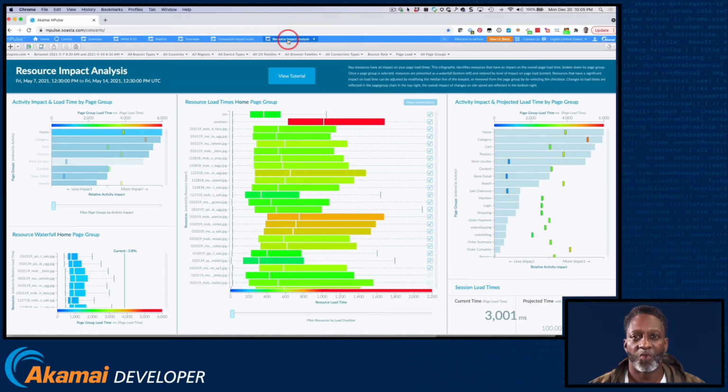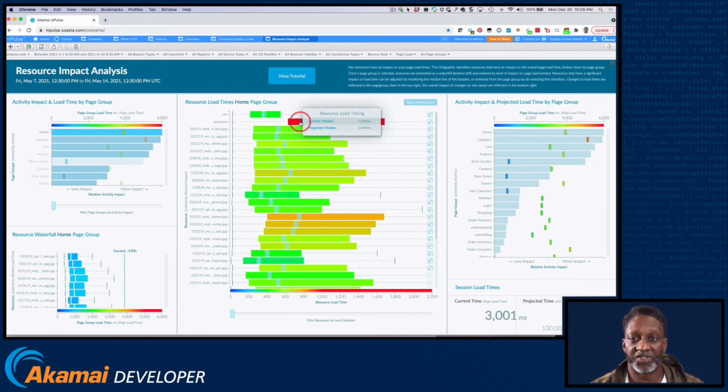We're looking now at mPulse's Resource Impact Analysis dashboard. This dashboard examines resources on a particular page and helps us to understand the impact of improving performance of those resources. The middle widget allows us to estimate the impact on performance if you eliminate or reduce the selected resource. It orders resources based on an impact score, which is a combination of the load time and number of requests for that resource. Resources are also color-coded based on their load time.